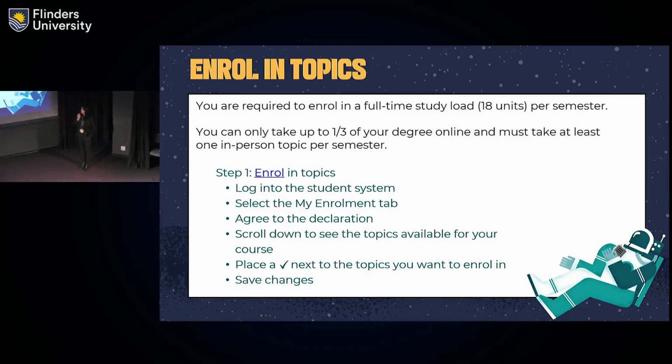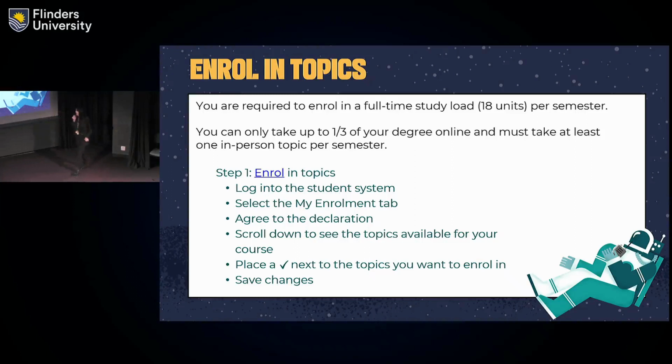So step number 1, to enrol in topics, you log into the student system. The student system was that system that I pointed to before. You select the My Enrolment tab. At the very top in the student system, you'll see My Details and you'll see all the different tabs going across. Click on the My Enrolment tab and then that takes you to the enrolment page.